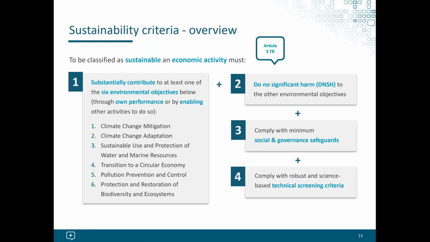The third is that it has to comply with minimum social and governance safeguards, and that focuses on ensuring that a company using the taxonomy is not only environmentally sustainable, but is also a responsible business when it comes to its customers and employees. And the final provision is that it must comply with the technical screening criteria, which in essence is a detailed list of practical and regulatory requirements specific to an economic activity.